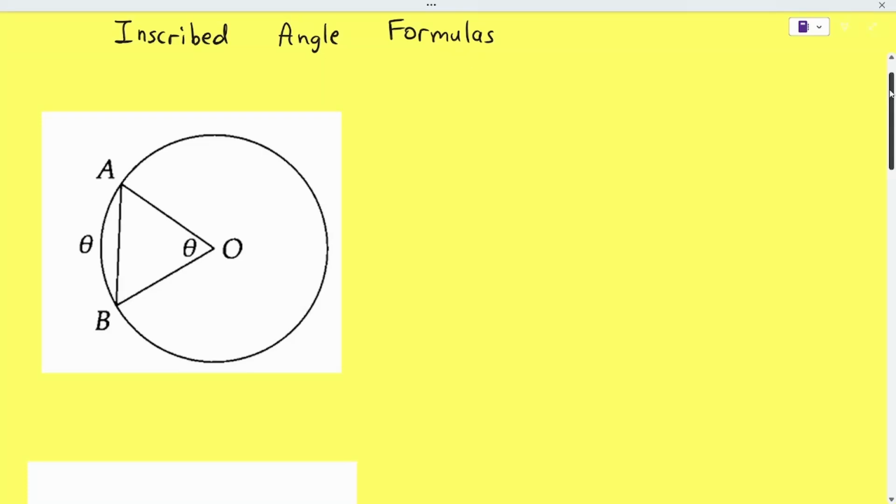Hello guys, today we will discuss inscribed angle formulas and angles formed by the intersecting lines with the circles. The first example is about the central angle.